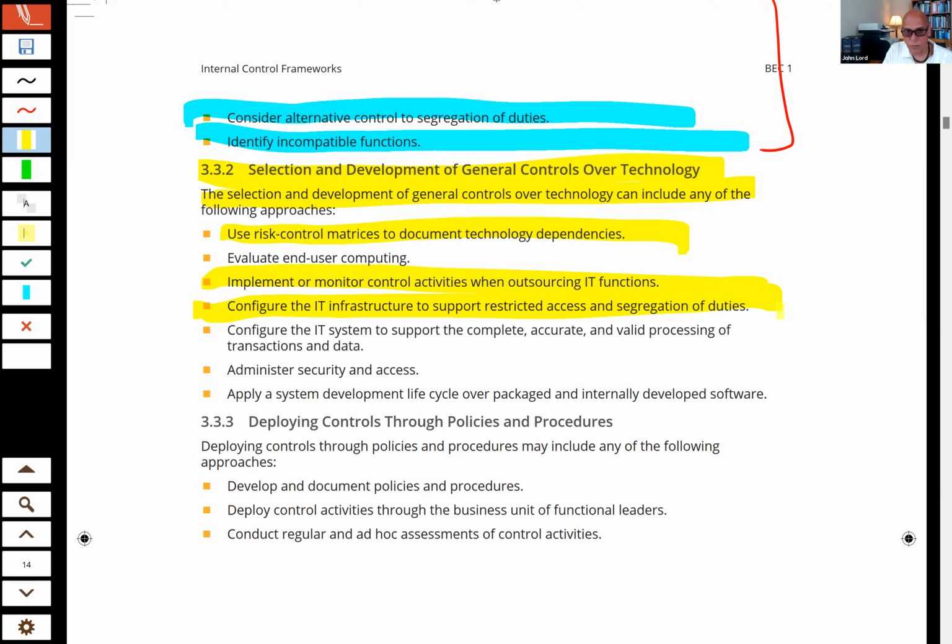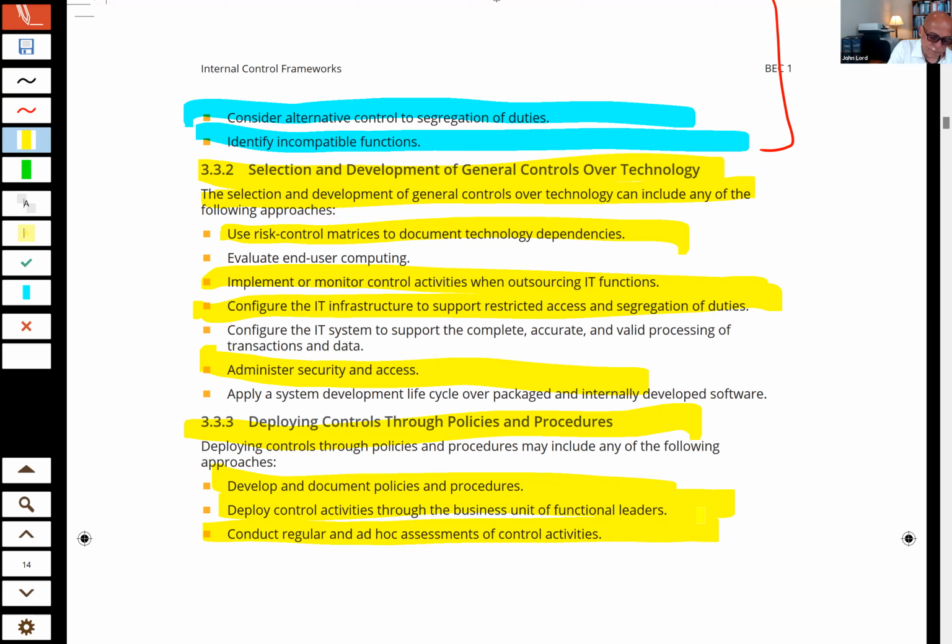That would involve using passwords, for example, administrative security and access. You don't let general users make changes to the operating systems and whatnot. Okay. Then you can deploy controls through policy, documenting policy, deploy control activities through the business unit, and regular and ad hoc assessment of the control activities.